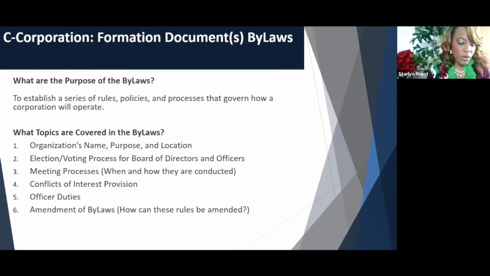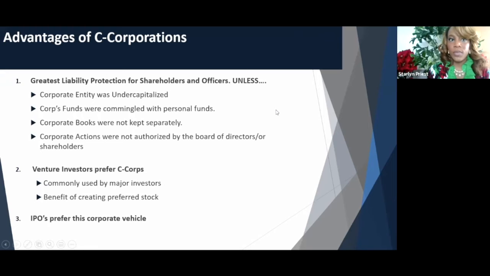So this is something that's very important. Laying out right from the very beginning, how are decisions made for this company? How will we determine whether or not the company is sold or shares are sold or there's a merger with the company? Those details are laid out in your bylaws. Officer duties, and then also amendment of bylaws. So you need to lay out what the rules are for how you actually change the bylaws.